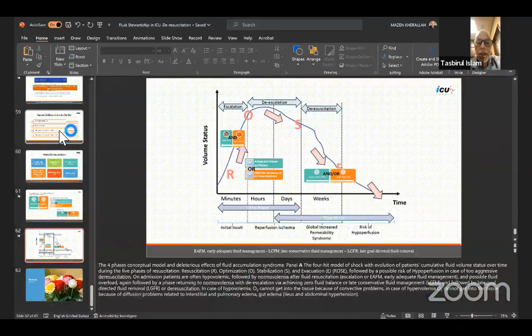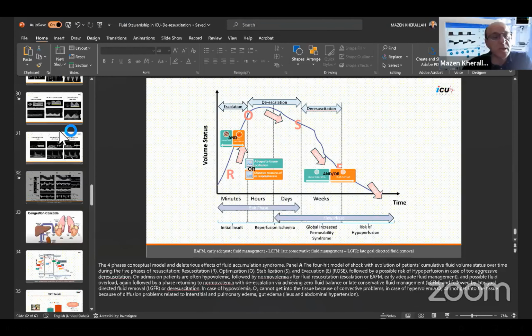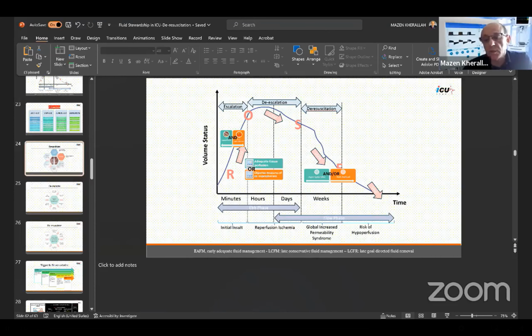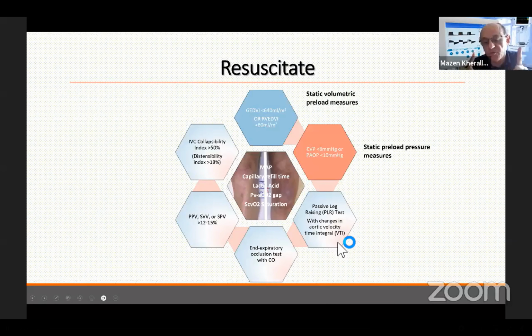Thanks, Dr. Mazen. Thank you very much, actually. I wanted to say that there is no favorite test for me. What we use is a combination of different parameters from different methodologies. Each one has its own disadvantages. And of course, there are a lot of issues with the passive leg raising in terms of how we do it and assess the response. So if you combine things together, and that's why I put it in this graph here, we look at the static measures, whether volumetric or pressure measures, and we combine them with whatever we have in terms of the dynamic measures.